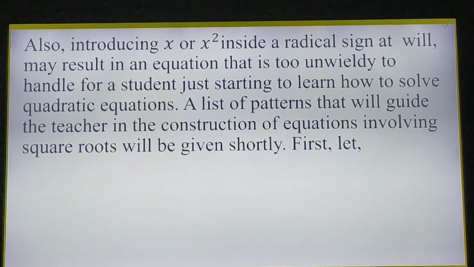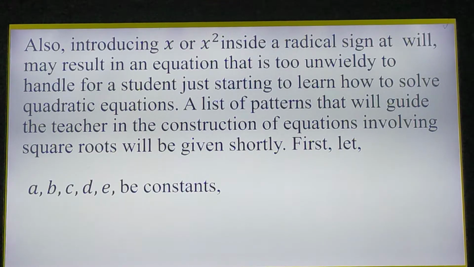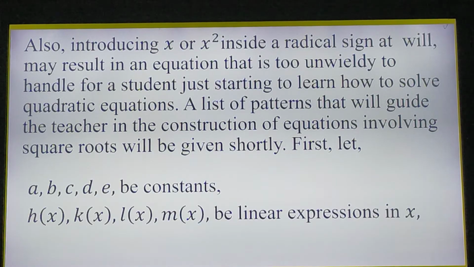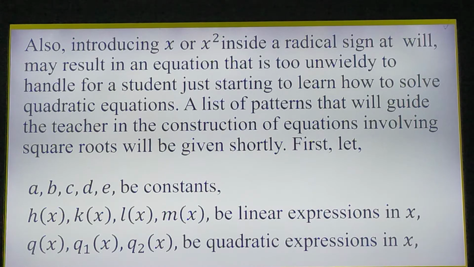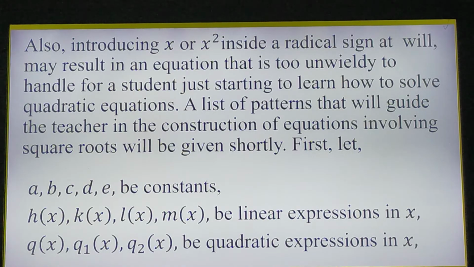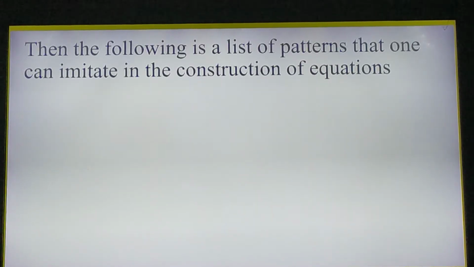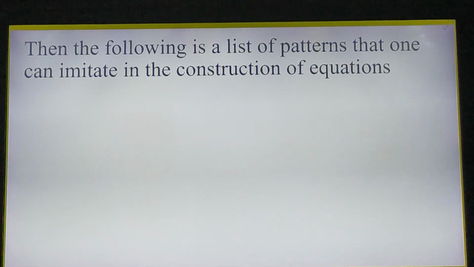First, let a, b, c, d, e be constants, h of x, k of x, l of x, and m of x be linear expressions involving x, and q of x, q sub 1 of x, q sub 2 of x be quadratic expressions involving x. Then the following is a list of patterns that one can imitate in the construction of equations involving square roots.